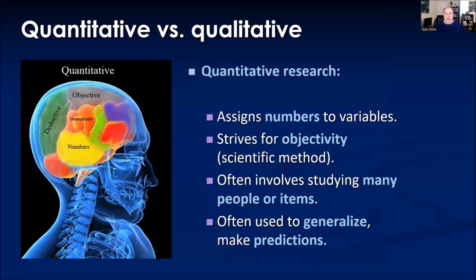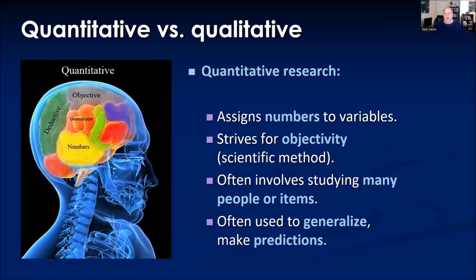Let's start with quantitative research. Now, obviously, it is called quantitative because it involves quantities, which means numbers. Okay, so quantitative research assigns numbers to variables. Whatever it is that you are trying to study, whether it is bias or corporate social responsibility or social media usage, you are going to find a way to measure that and assign a number to it. That's what quantitative research is all about, numbers and statistics. And it strives for objectivity, so using the scientific method.